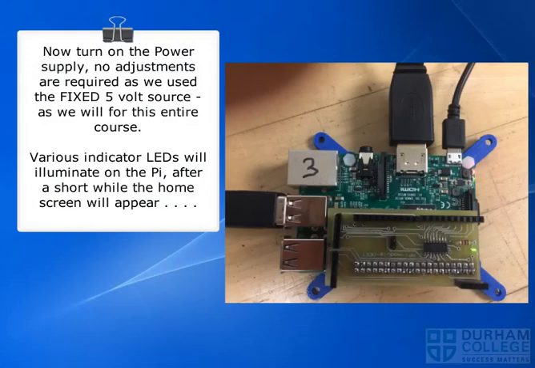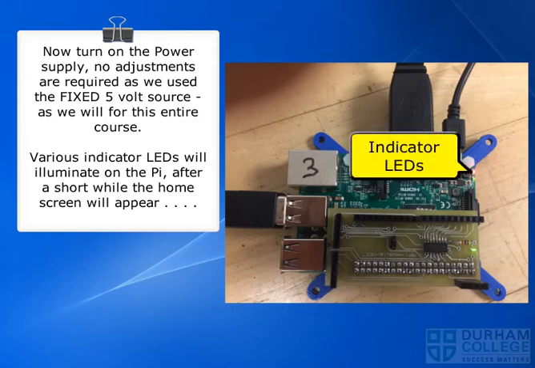Now turn on the power supply. No adjustments are required as we used the fixed 5-volt source, as we will for this entire course. Various indicator LEDs will illuminate on the Pi. After a short while the home screen will appear. Indicator LEDs.